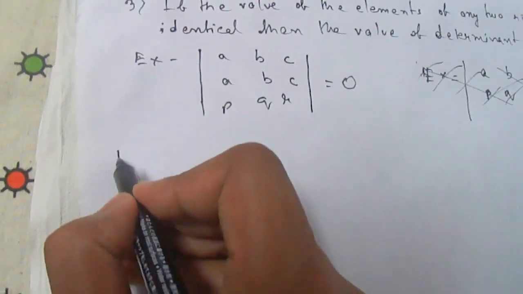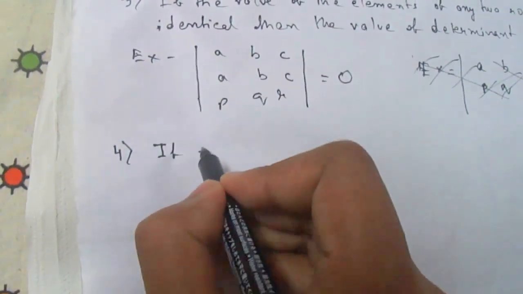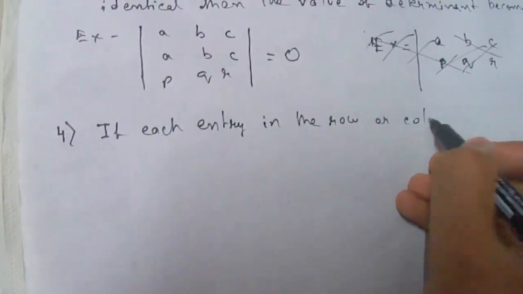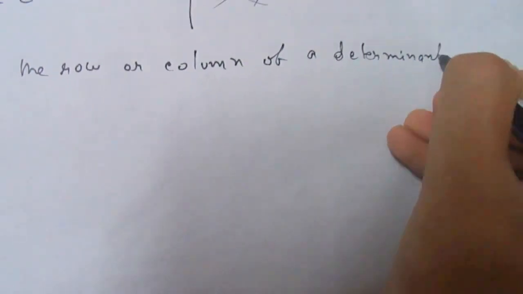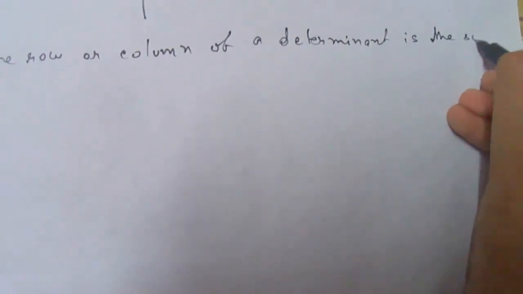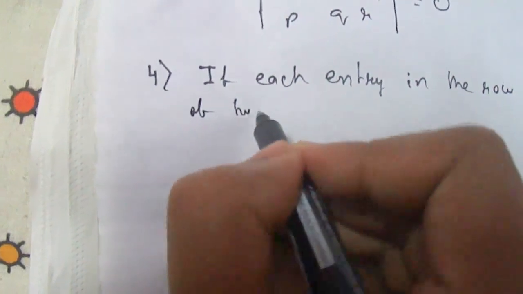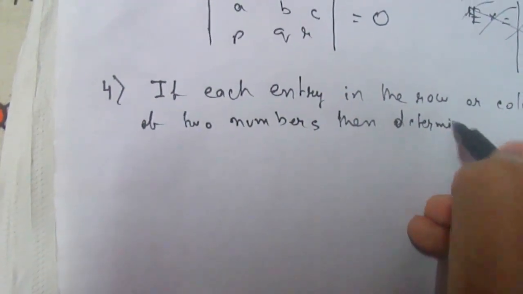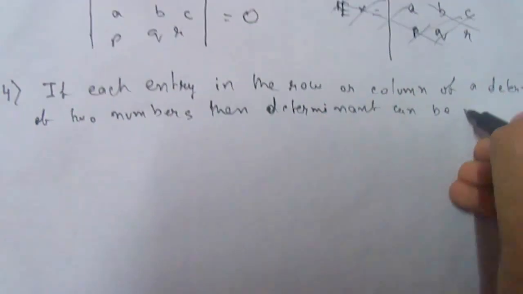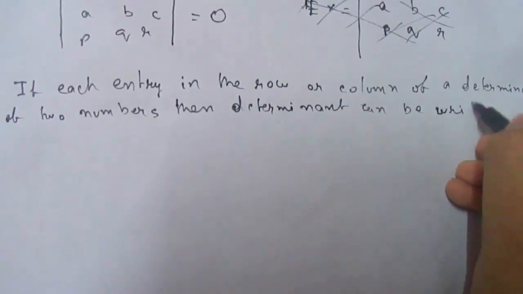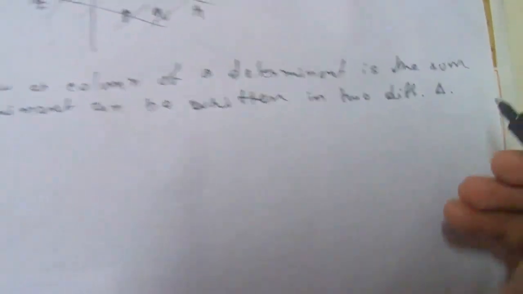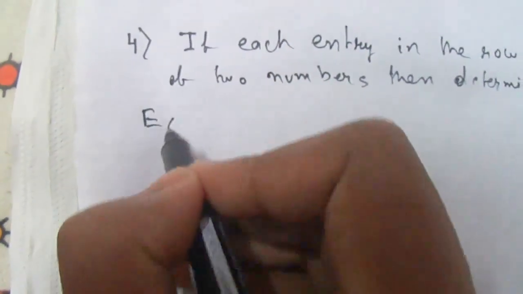So now let us go on to the fourth property. If each entry in a row or column of a determinant is the sum of two numbers, then the determinant can be written as the sum of two different determinants. So let us see an example.